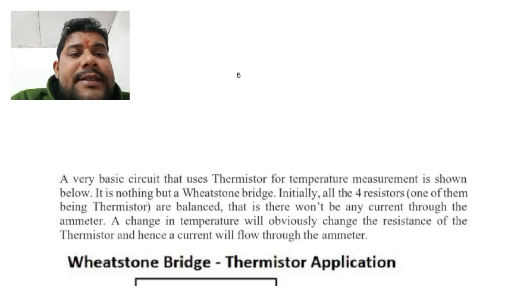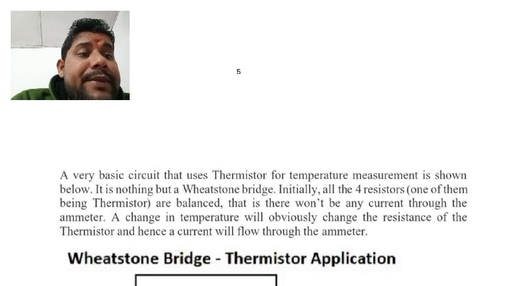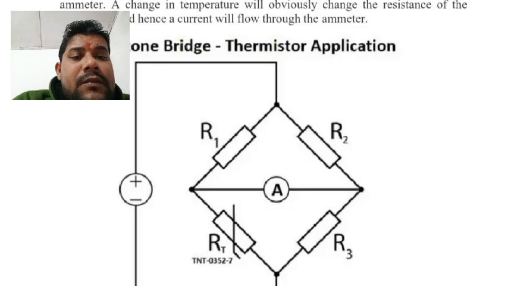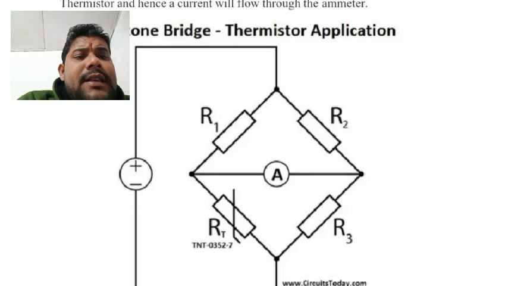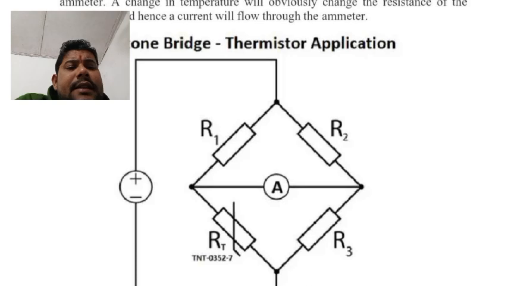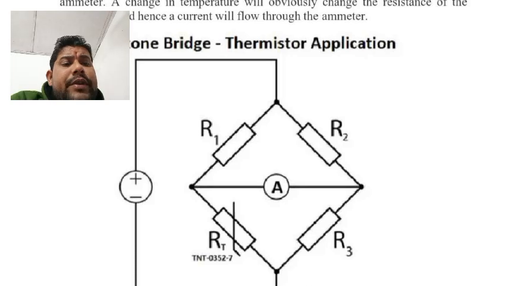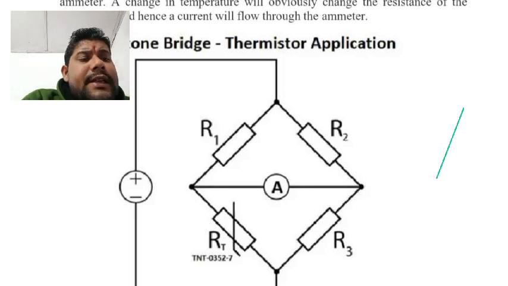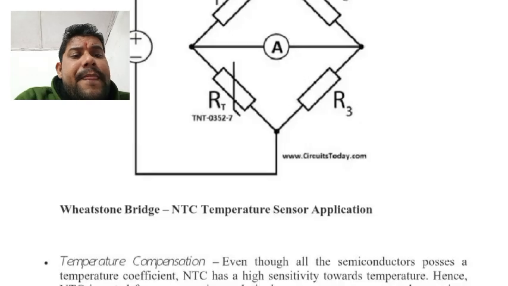A very basic circuit that uses a thermistor for temperature measurement is shown below. This thermistor can be placed in a Wheatstone bridge, and we can find the balance and output according to this. So it's an application of the thermistor.